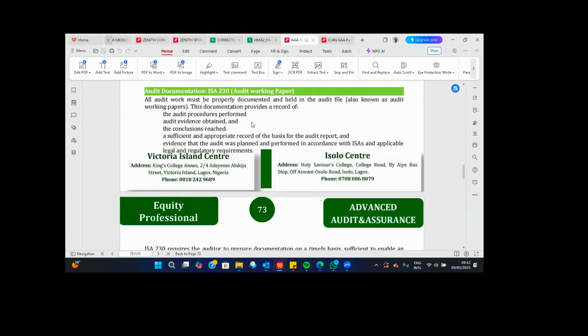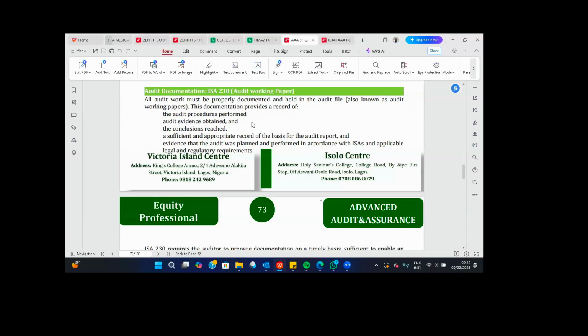Audit documentation or audit working paper. We call it ISA 230. That is the relevant auditing standard. You call it audit documentation, you call it audit working paper. What does it mean? Audit working paper or audit documentation refers to all the information obtained by the auditor that facilitates his audit opinion. You can see that that definition is similar to audit evidence. Yes, because it's also part of the audit evidence.